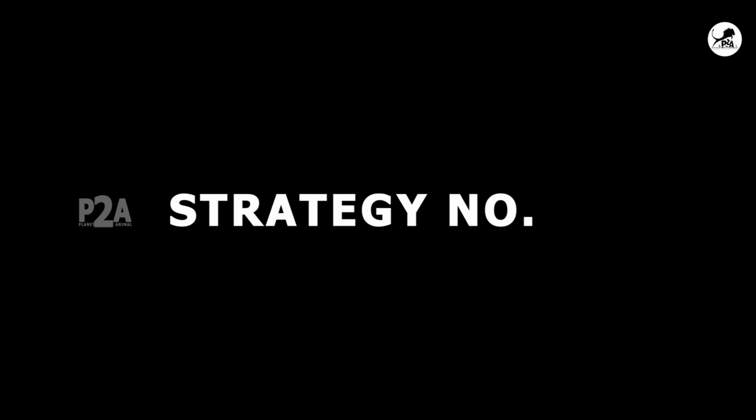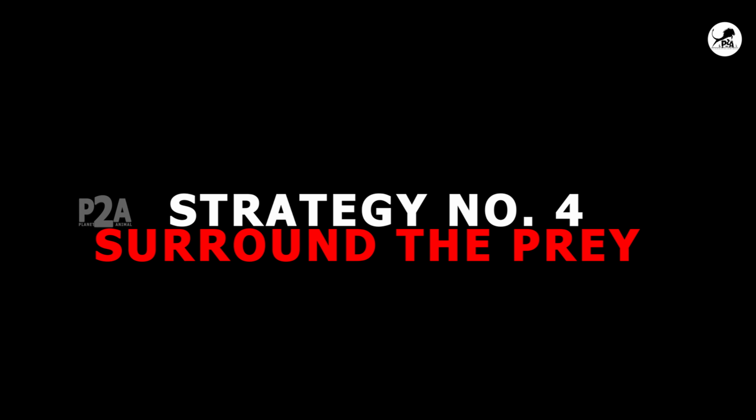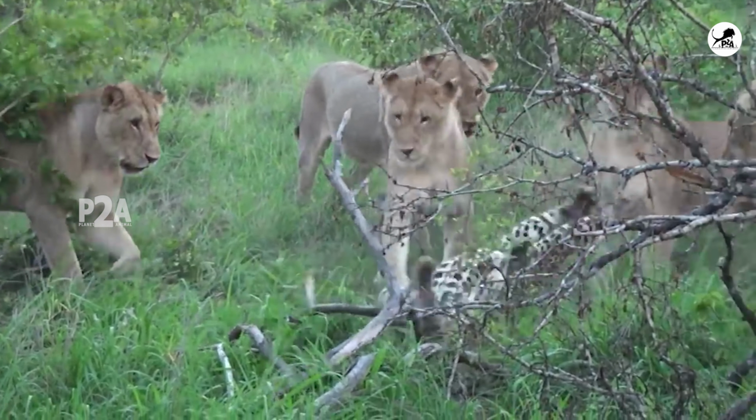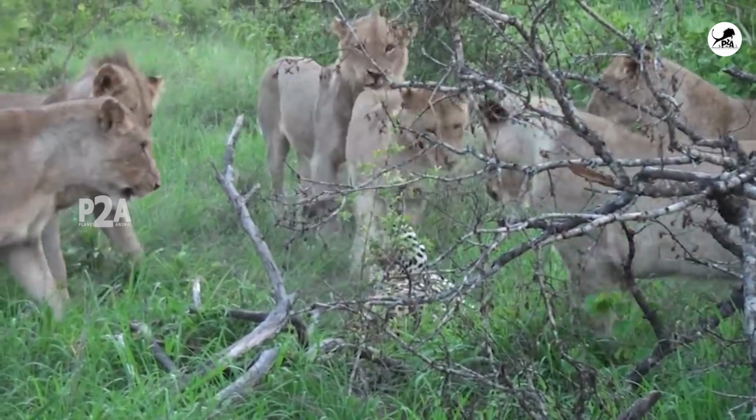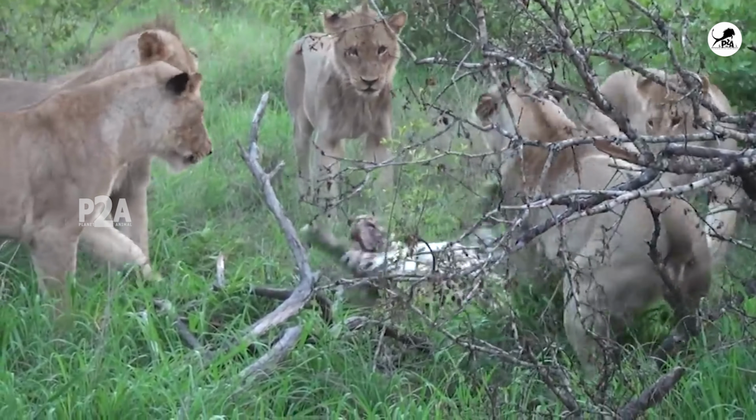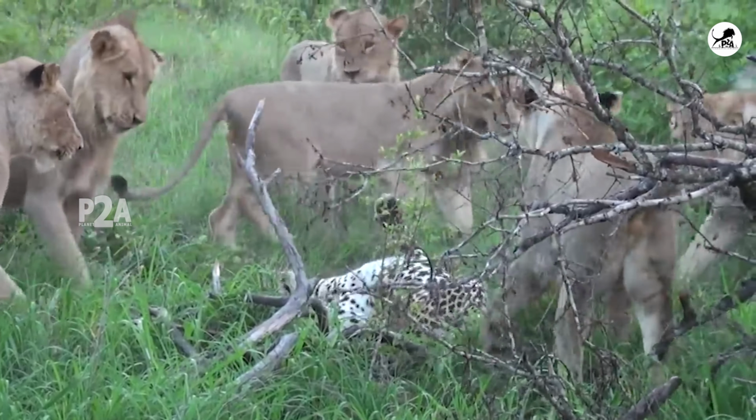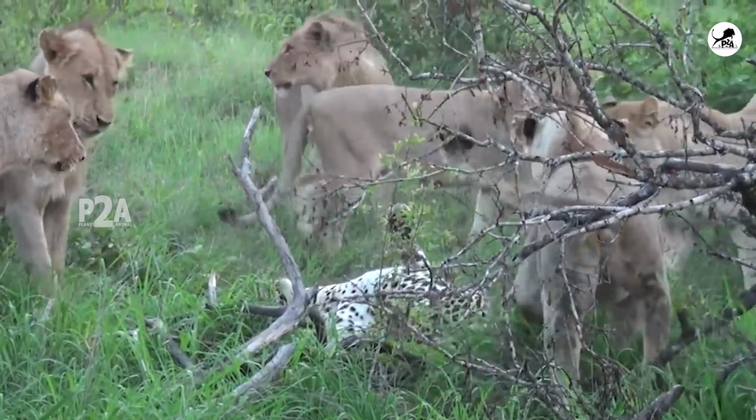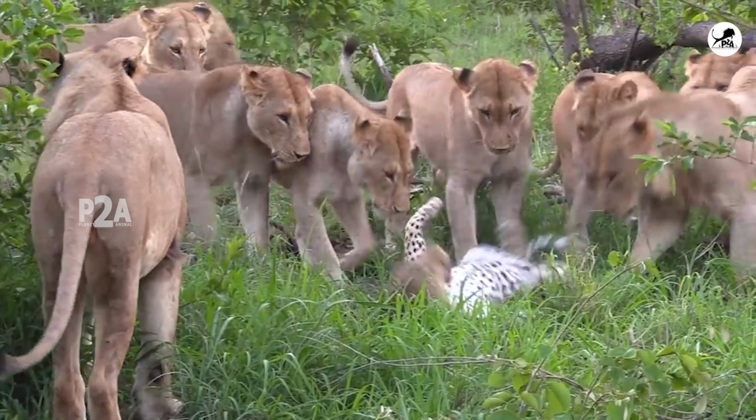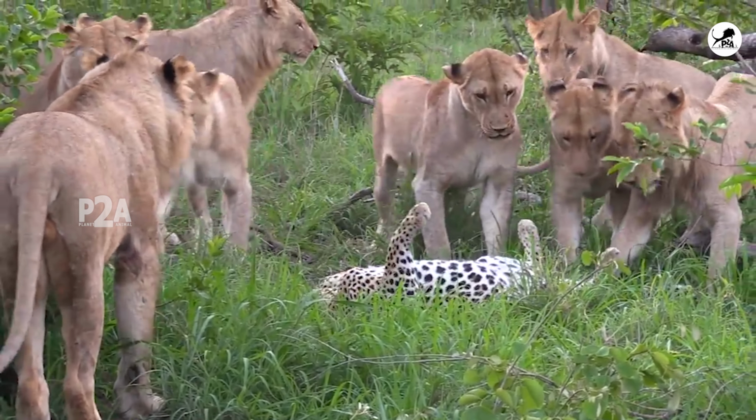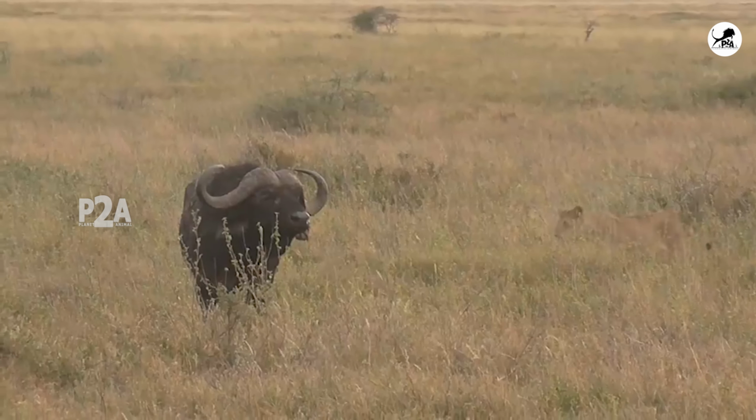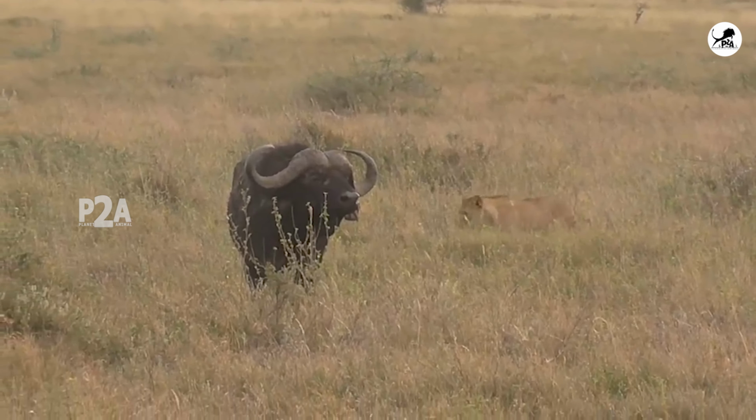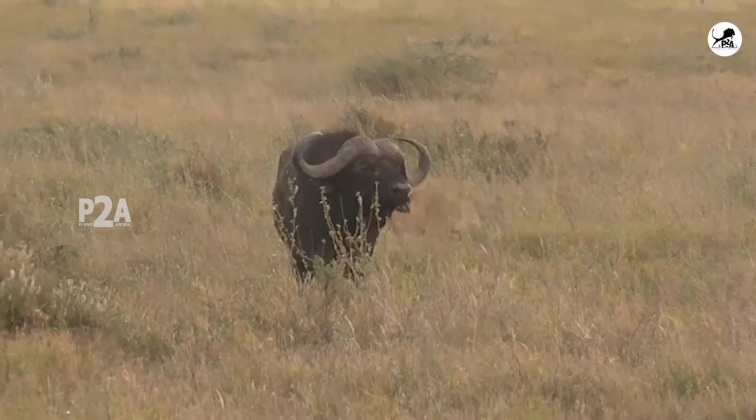Strategy number 4. Surround the prey. In this video, a leopard was surrounded by the lion pride. If you see, there is no chance of escape for even the fastest leopard. Once the lions surround their prey, they won't leave a single chance to escape. This is another video that shows a water buffalo surrounded by the lions.